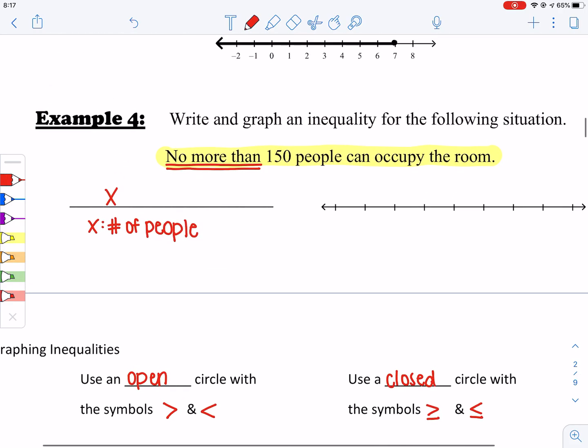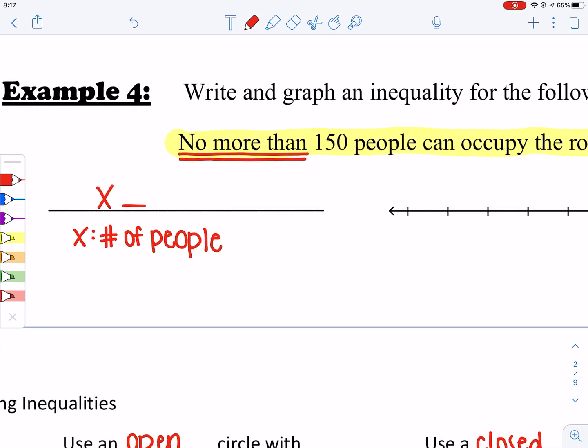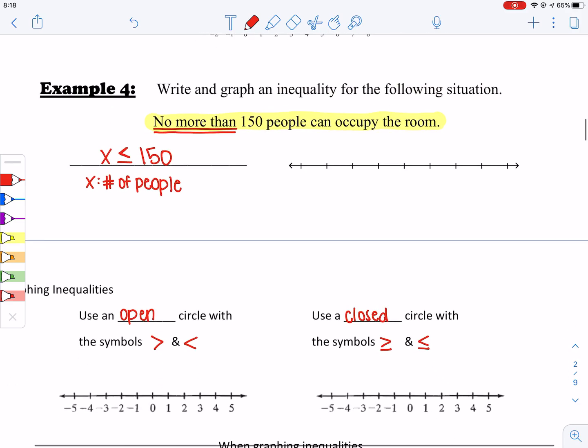That means it could hold 150. Like if I tell you you can invite no more than 150 people to your party, you could invite 150 people, and you could invite less than 150 people, but you could not invite more than 150 people. So it's no more than. So it's got to be less than or equal to 150. Okay, so my inequality is X is less than or equal to 150.